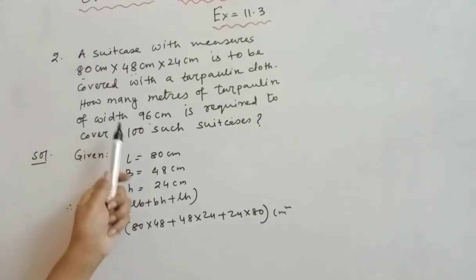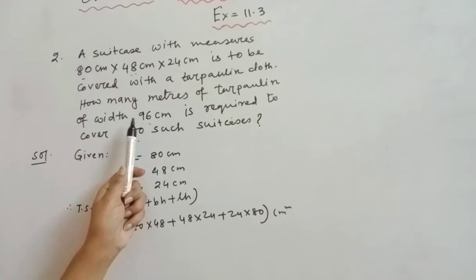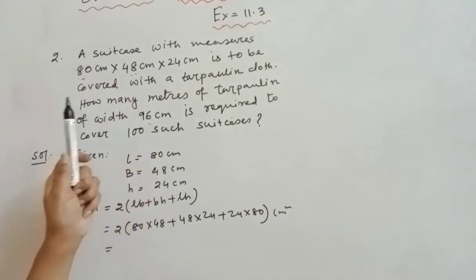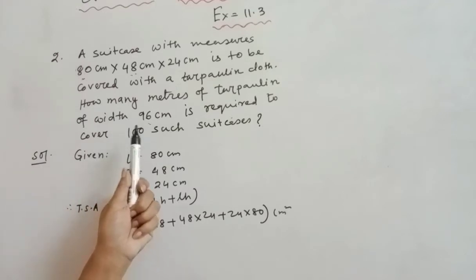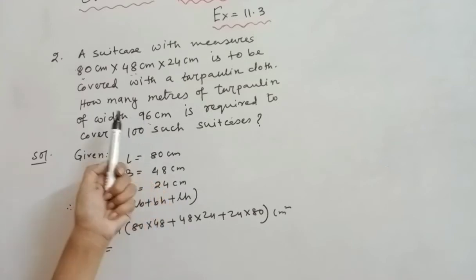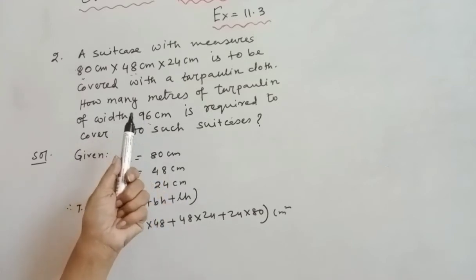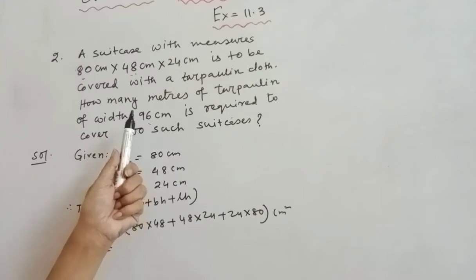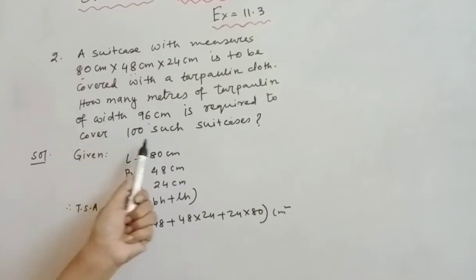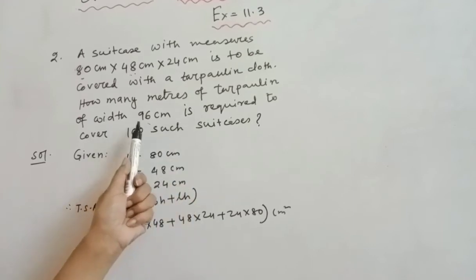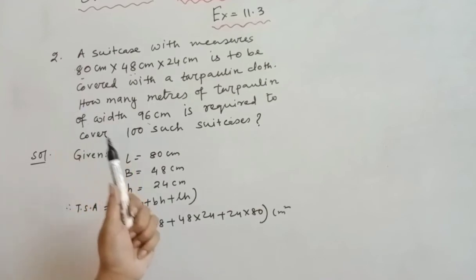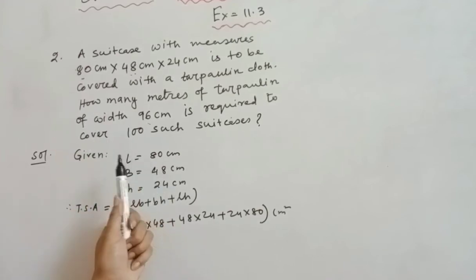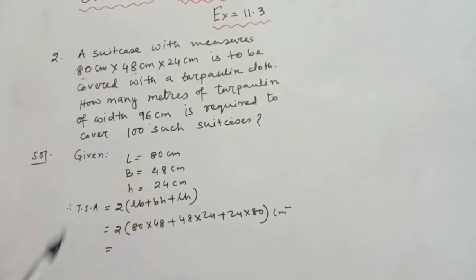Now you have to make 100 such boxes, and you have to find the length. When we are purchasing any cloth, we are not purchasing it by its width, we are purchasing the cloth by its length. So first of all, we have to find the total surface area of one box, and then what length of tarpaulin is required to make one box, as the width is given, 96 centimeter.